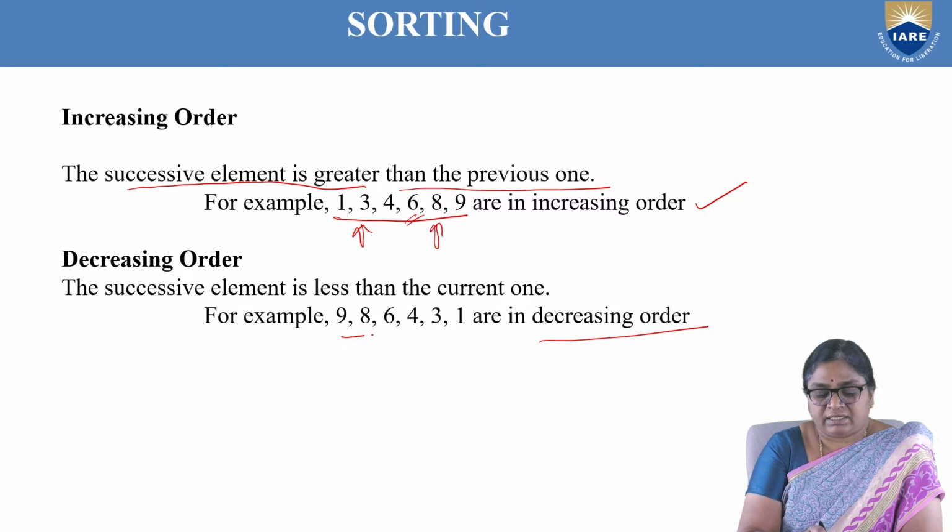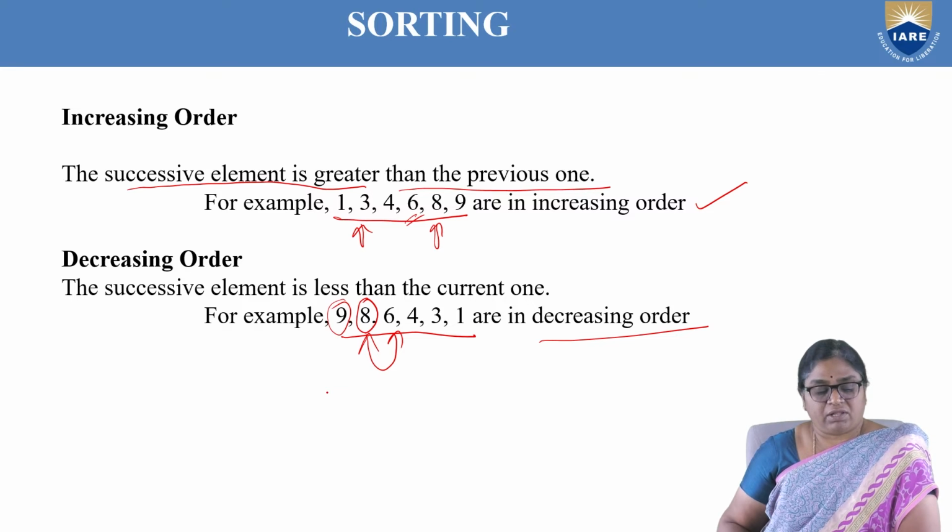Examples are 9, 8, 6, 4, 3, 1. The same list in reverse order. Here, take some element, 8. When you compare this 8 with its next element, it is greater than the next element, or else it is less than its previous element 9. So, in such a case, we'll call that order decreasing order.